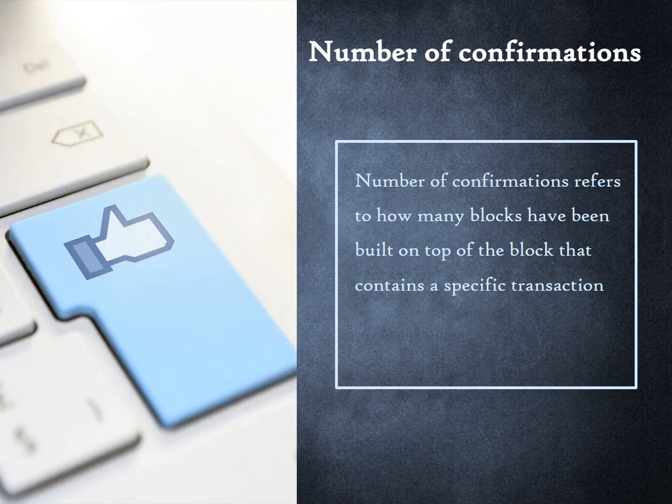goods. Number of confirmations refers to how many blocks have been built on top of the block that contains a specific transaction. For abundance of caution, users are recommended to wait for 4 confirmations till they assume that payment has been received. After 4 confirmations, it is virtually guaranteed that any soft forks will resolve themselves.